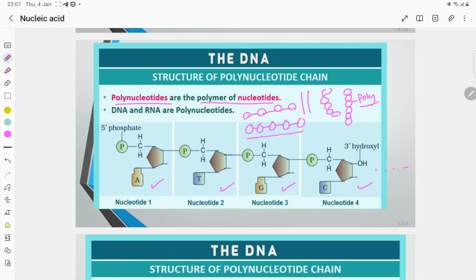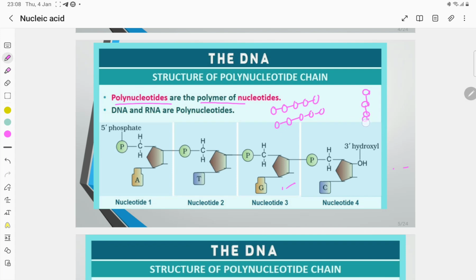Remember that DNA has two polynucleotide chains, whereas RNA has a single polynucleotide chain. Clear? Are all of you clear on my point? Again I repeat: DNA is a double polynucleotide chain which coils around itself, but RNA is a single polynucleotide chain.